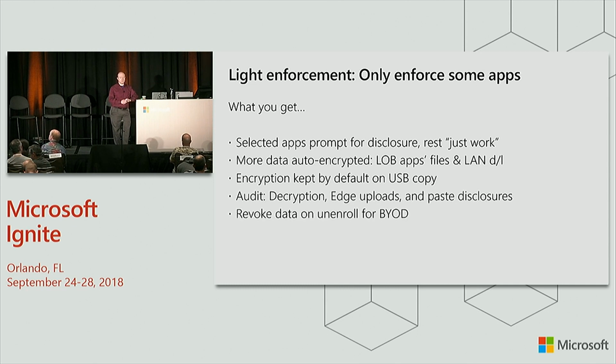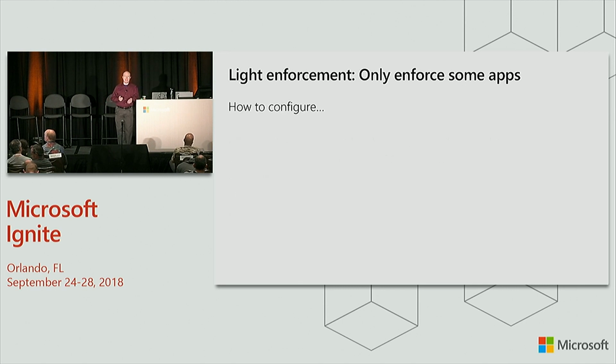You can still audit, as I said before. You can also additionally audit things like an upload to Edge to a non-corporate site. And you get to audit paste disclosures, which are not available under silent because there aren't any paste prompts. And of course, you get revoke. How do you configure that?